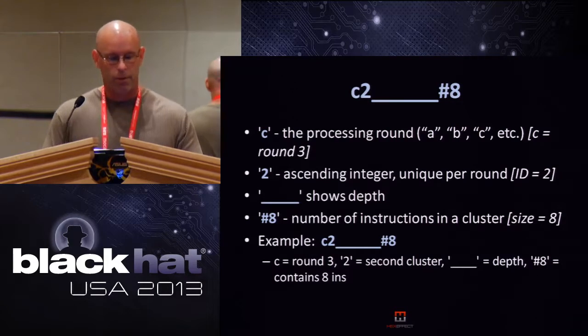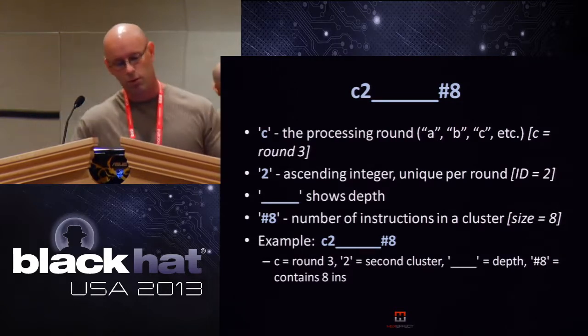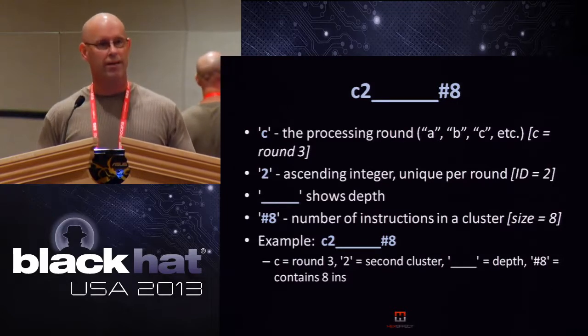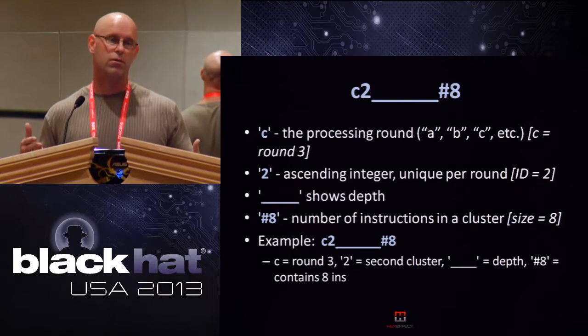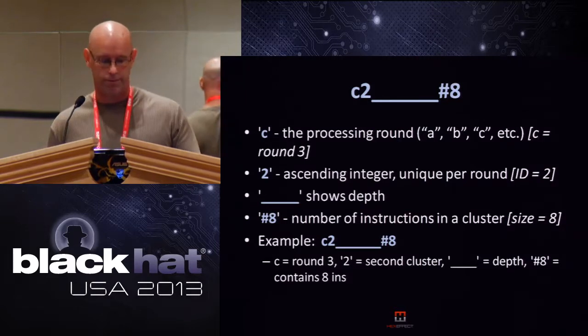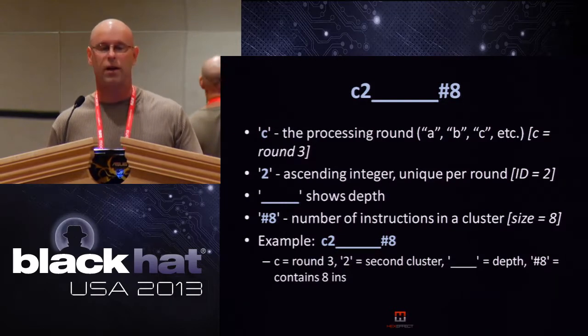So then the depth is a visual clue when you look at the final results. What I wanted to show was not depth in rounds, but depth in how many instructions are under one cluster. That'll make more sense when I show you Code Virtualizer or VM Protect. And 8 represents how many instructions make up this particular cluster, right? So we're on round 3. This is the second cluster in round 3, and it has 8 instructions in that cluster.